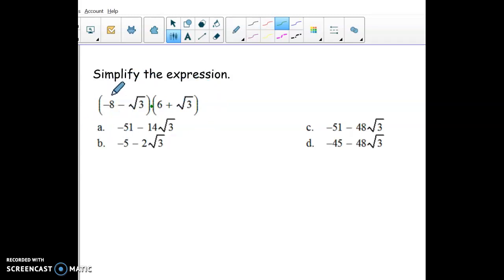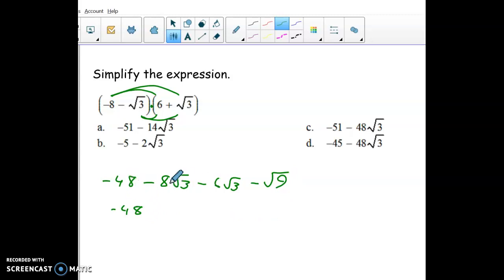So we're going to FOIL: negative 8 times 6, negative 8 times root 3, negative root 3 times 6, and then negative root 3 times positive root 3 would be negative root 9. So we have negative 48, and then these combine to negative 14 root 3's. They're like terms. Square root of 9 is 3.